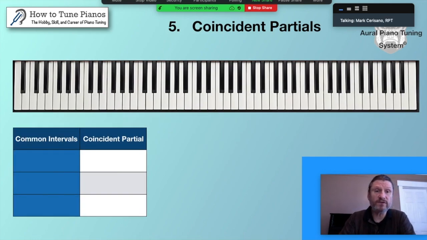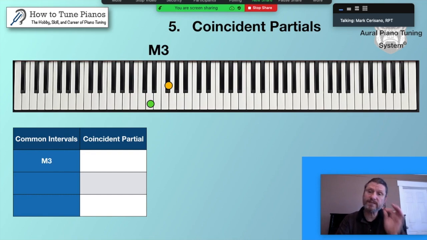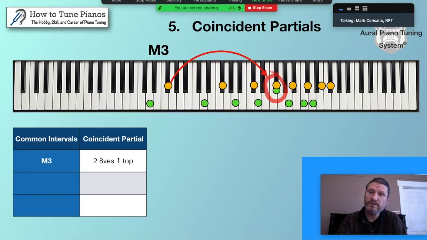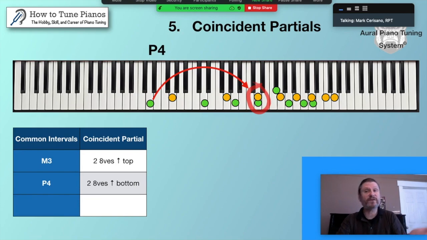So some common intervals that we use in piano tuning: the major third. The coincident partial for the major third is where the notes line up, and in this case we see it's right here. This is where they line up. So how could we figure that out just from the major third? Well, it looks like it's just 2 octaves above the top note. So that's how you figure out the coincident partial for a major third. For a perfect fourth, it happens to be 2 octaves above the bottom note.